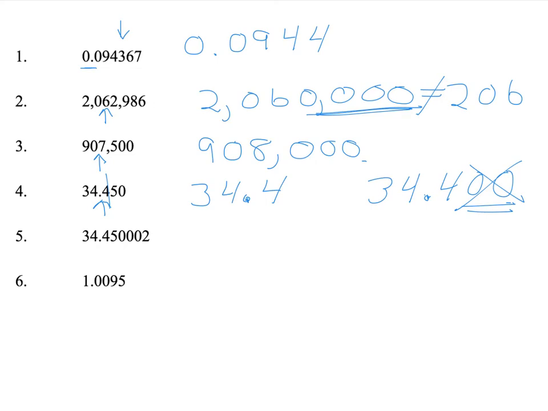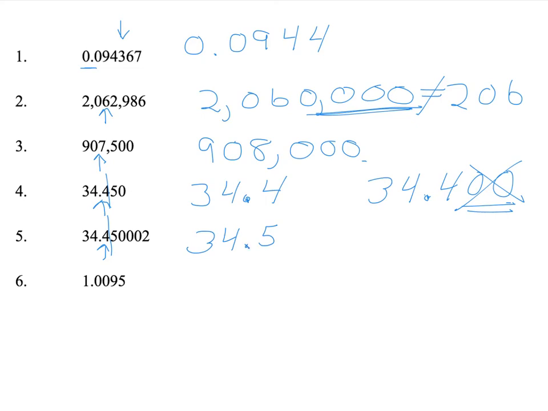Okay, so the next one, 34.450002. Again, rounding to the third significant digit, I look to the right. Now, I am no longer exactly halfway between 34.4 and 34.5. I'm a little bit past that. So this one, you would actually round to 34.5. And again, leave off the remaining zeros because it follows the decimal point.